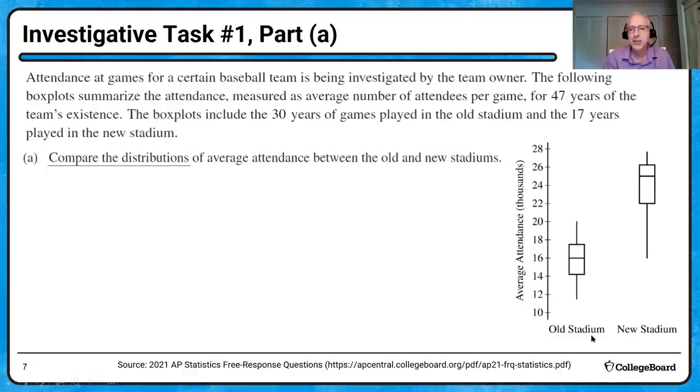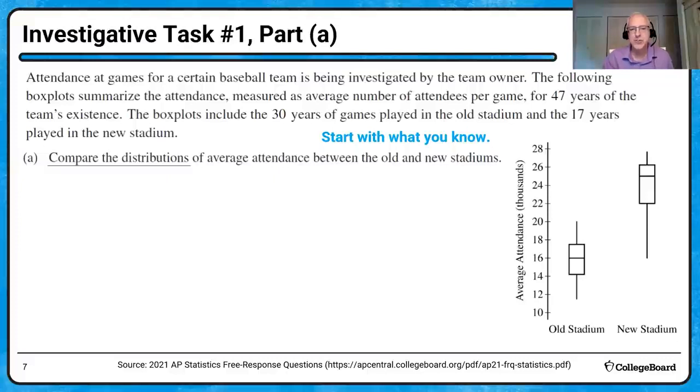You can see the box plots here. We have old stadium and new stadium, and then average attendance in thousands. Always good to read the labels on the axes. So remember my first strategy, start with what you know. This part A could be an entire question earlier in the free response section to compare distributions of quantitative data. You know what to do. We've talked about it in an earlier session.